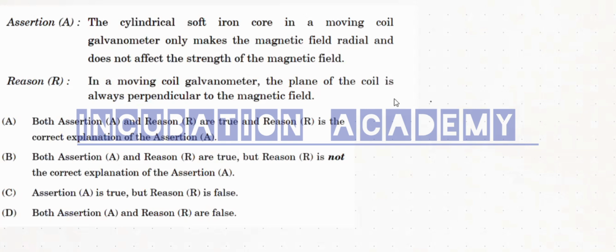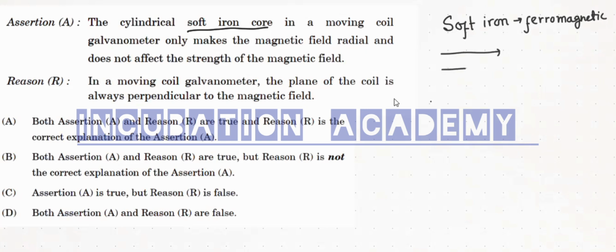Firstly, I want to point out this word, soft iron core. What is soft iron? It is a ferromagnetic material. We know that there is a uniform magnetic field. Now, if you place a substance made of soft iron in it, then what will happen?